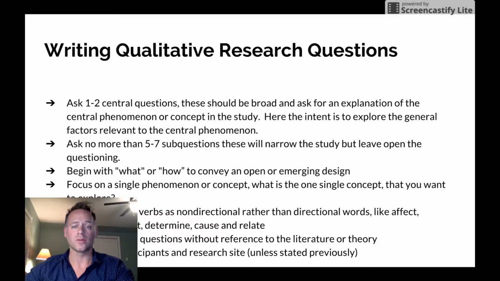When writing qualitative research questions, some points to keep in mind are the following. Generally stick with no more than 2 main questions and roughly 5 to 7 sub-questions. A good rule of thumb is to have a total of around 12 questions. Begin the questions using words like what or how, so that the question conveys a type of open design. Focus on one single concept, and use exploratory verbs as non-directional, such as affect, influence, impact, determine, cause, relate. Specify the participants and the research site.